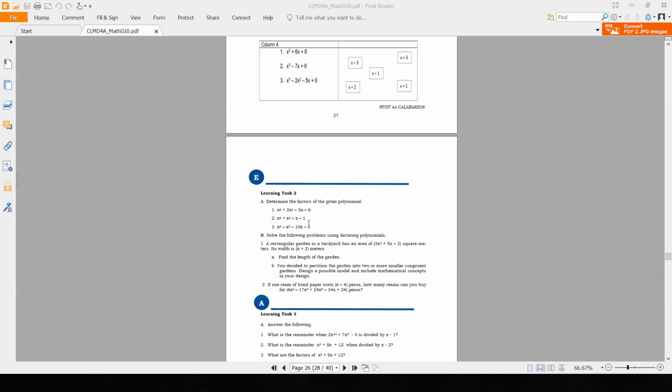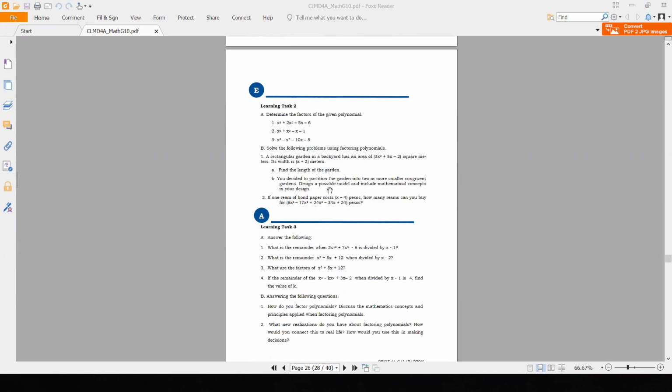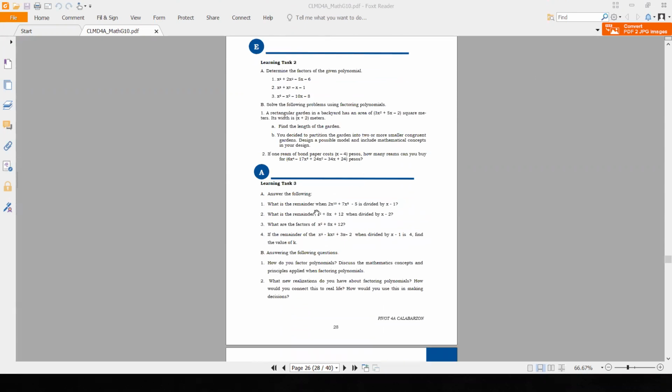So, next. Learning task 2, letter A lang. Letter A. So, ibig sabihin, yung katulad ng ginagawa natin, you have to look for the factors. Okay? With solution. And number 3, cumulative lang to nung pinag-aralan natin last week at saka ngayon. So, pag sinabing what is the remainder, i-divide nyo lang, then sabihin nyo lang ang remainder. Okay? Pag tinanong ang factor, so you have to show the complete computation.